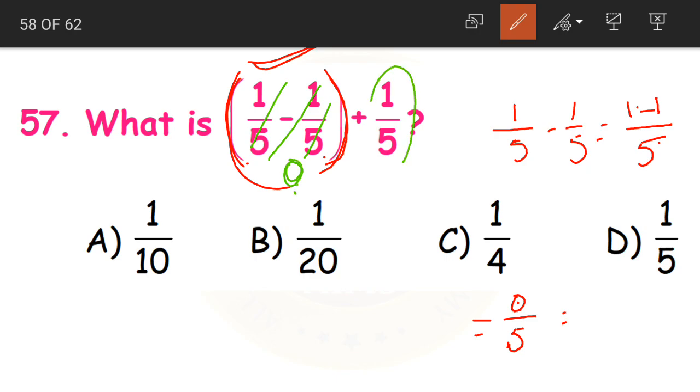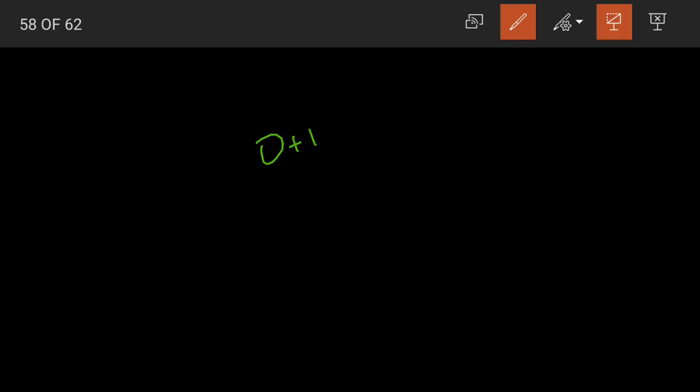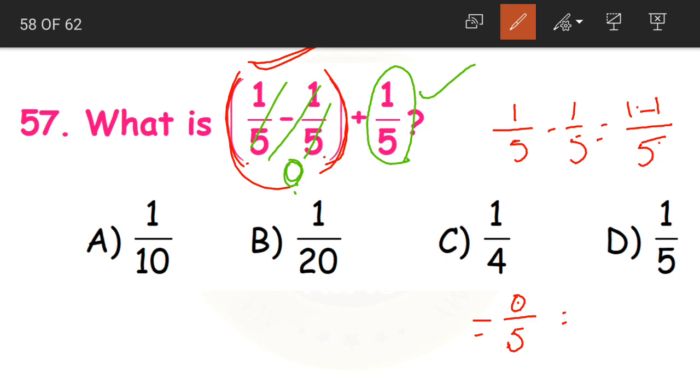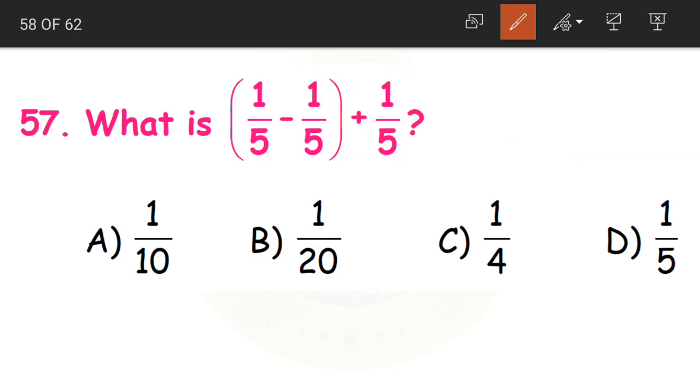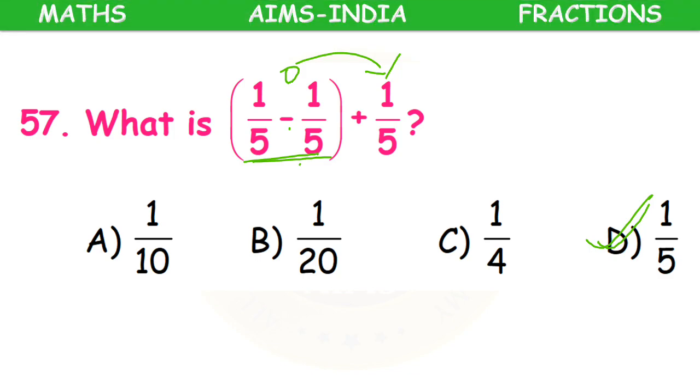Now 0 plus any number will give us the number itself. Yes, 0 plus 1 is equal to 1. In the same way, 0 plus 1 by 5 is equal to 1 by 5. So our answer is option D, 1 by 5. Understood children? 1 by 5 minus 1 by 5 is equal to 0. 0 plus 1 by 5 is nothing but our 1 by 5.